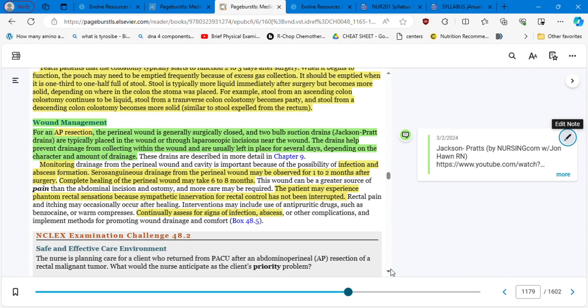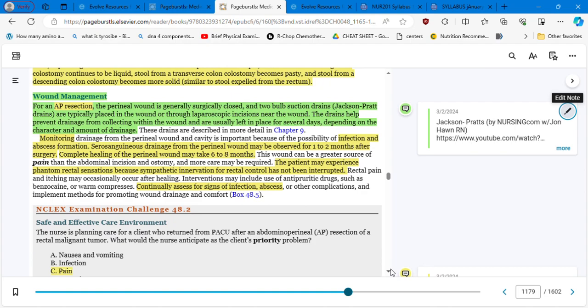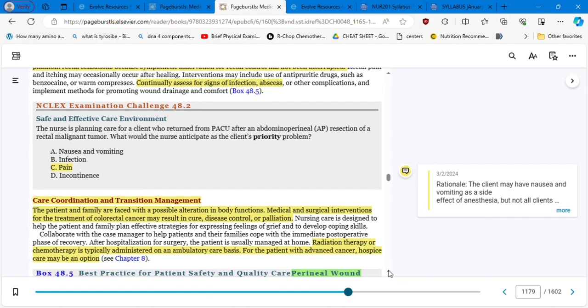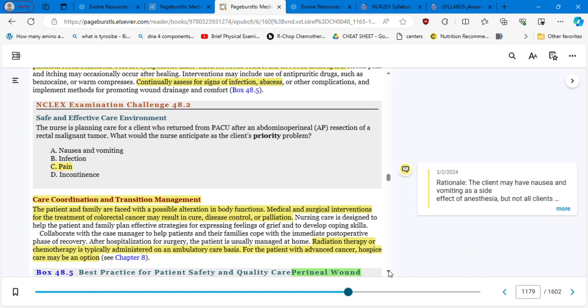Okay, the patient may experience phantom rectal sensations. You see? It's another type of phantom pain, right? This is a phantom rectal sensation because sympathetic innervation for rectal control has not been interrupted. So continually assess for signs of infection, abscess, and all these things that are common sense.